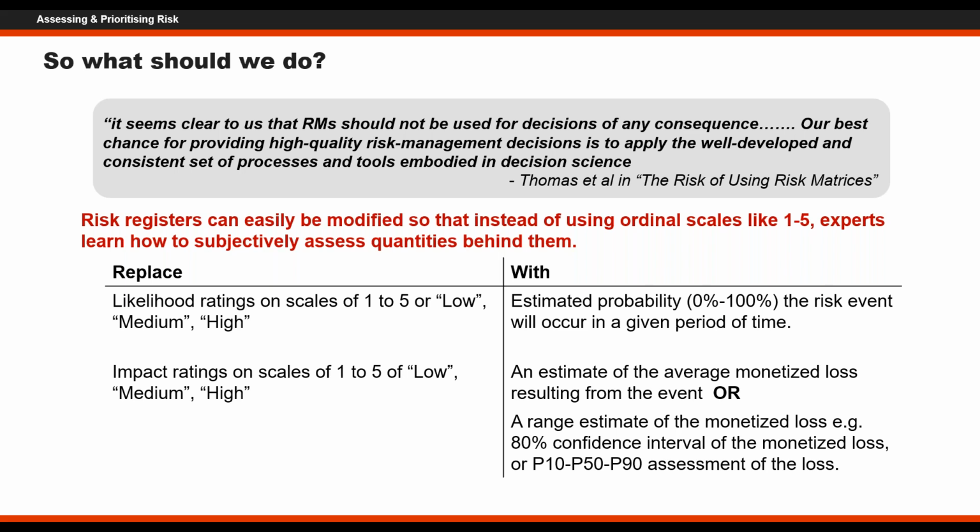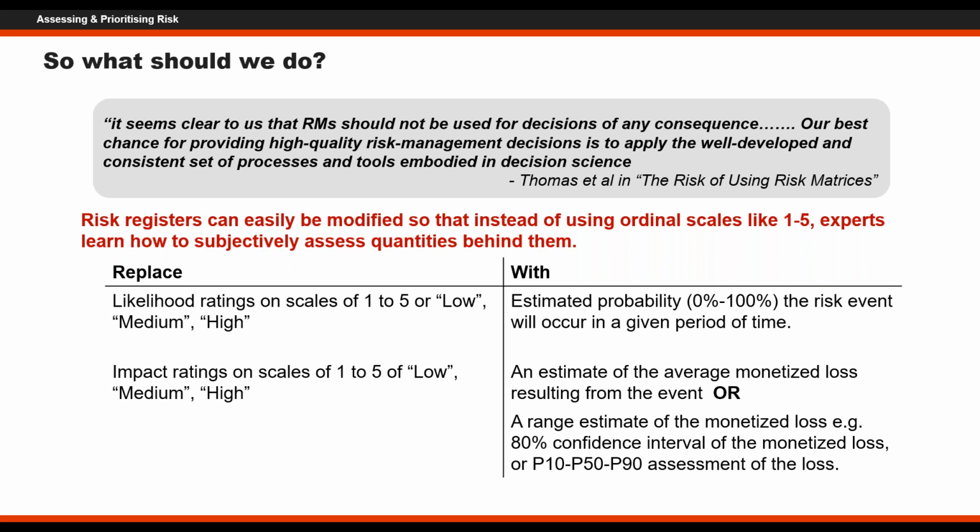So as a starting point, maybe just a suggestion on how you might start with this. In our risk registers, we can modify them relatively easily to start using more of a quantified approach to assessing both the likelihood or the probability of events happening and the monetized statement of their consequences. And really what it takes in the first instance is, instead of thinking about likelihood ratings on scales of 1 to 5, low, medium, or high, and impact ratings the similar way, on the likelihood side, we'd want to replace those with just a little bit more precision, at least precision in the language, by putting a probability number there that the risk event will occur in a given period of time.